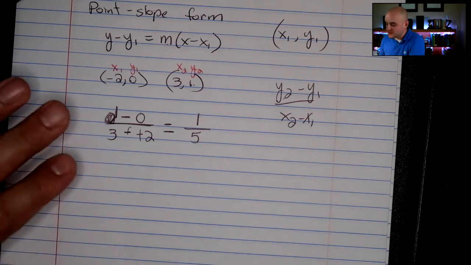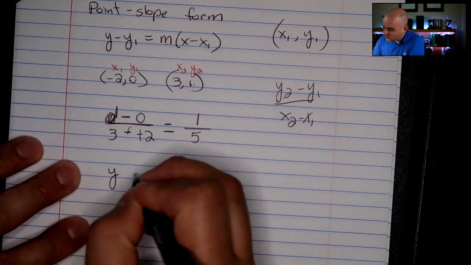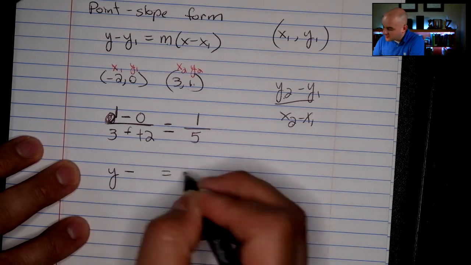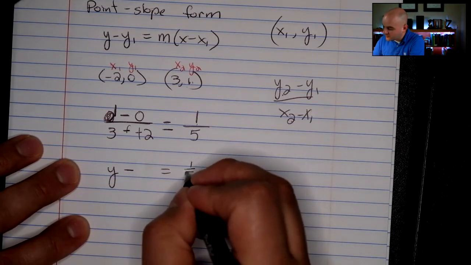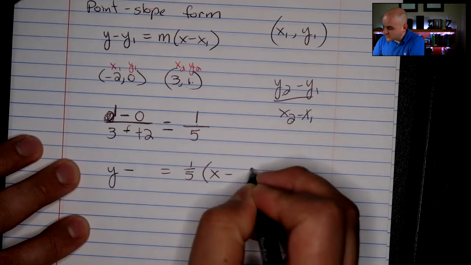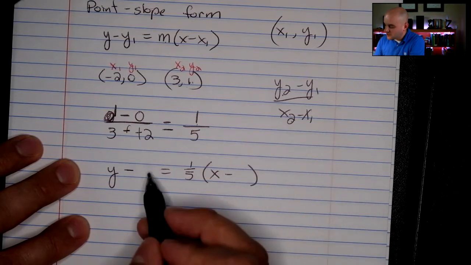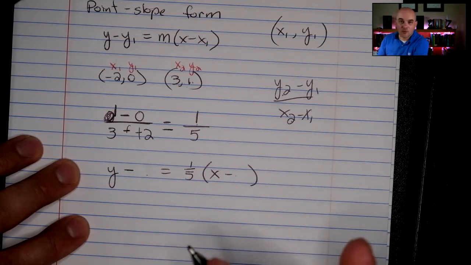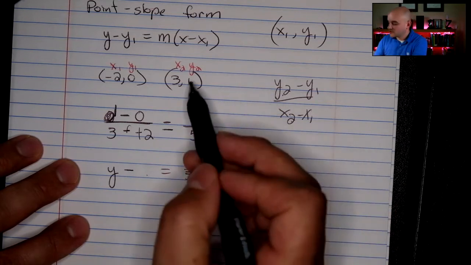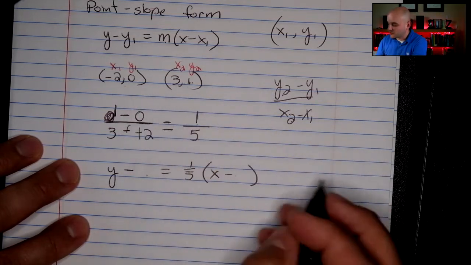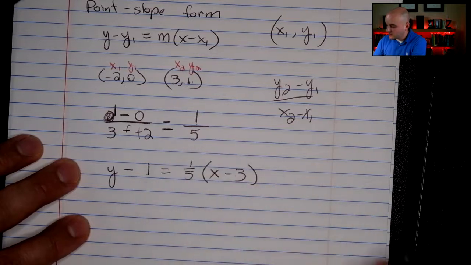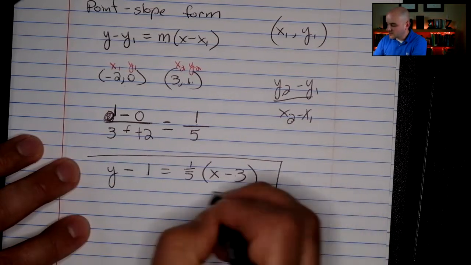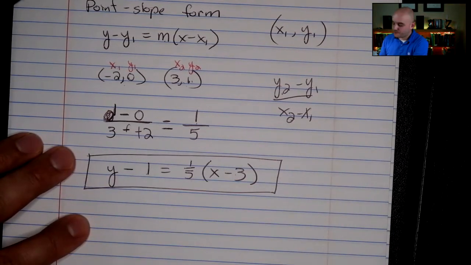Once I've got that taken care of, I'm going to write in y minus something equals the slope 1/5 times x minus something. And what goes in right here is that 1 point that's on the graph that we know of. So you can pick either one. I'm going to pick the 3 and the 1 here. So the 3 and the 1 go in right there. This is my answer in point slope form.